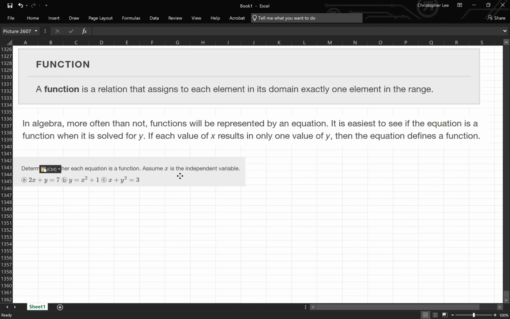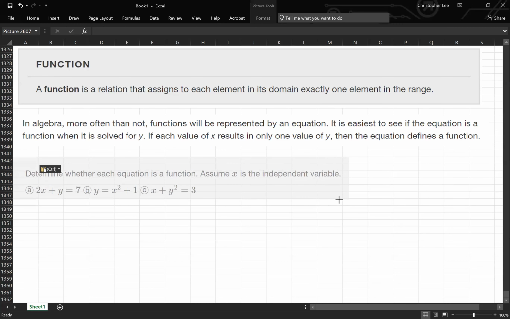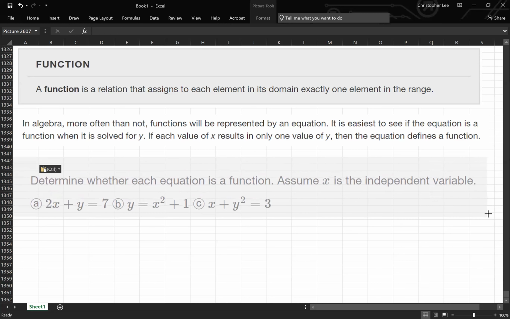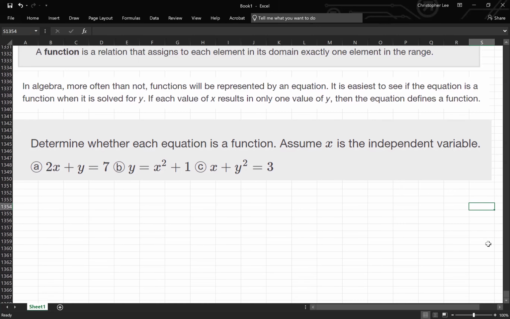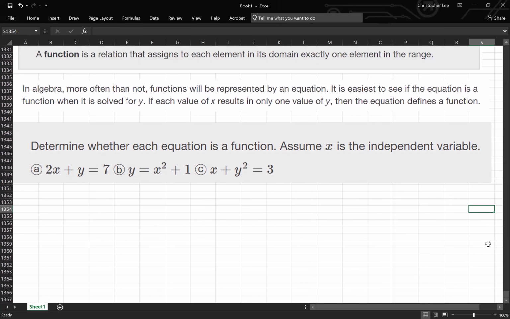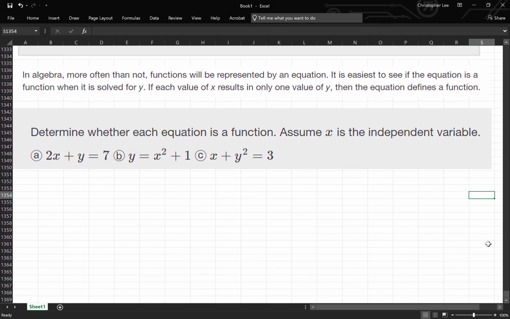So let me show you an example real quick. In this example, we want to determine if each of these equations is a function, and we're going to assume that x is the independent variable. X is what you plug in, right? Long story short, let's look at A. A says 2x plus y is equal to 7, right? Can I solve for y? Yes, right? So let's solve for y. Tell me what to do.